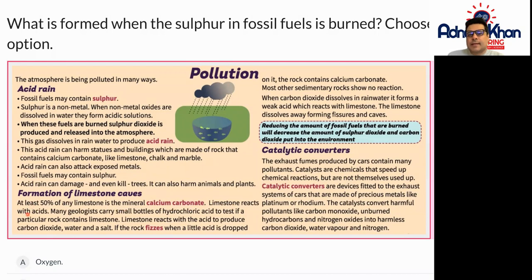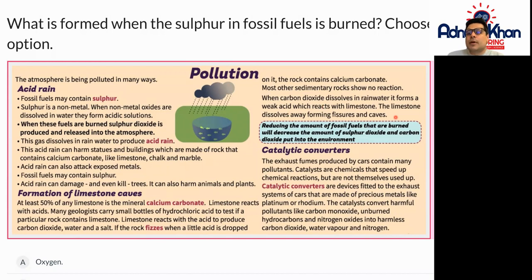Limestone reacts with acids. Many geologists carry small bottles of hydrochloric acid to test if a particular rock contains limestone. Limestone reacts with the acid to produce carbon dioxide, water, and a salt. If the rock fizzes when a little acid is dropped on it, the rock contains calcium carbonate. Most other sedimentary rocks show no reaction.